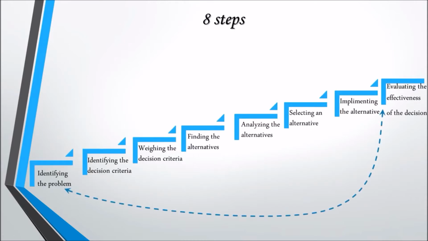Here is the 8-step model. First, you have to identify the problem. Then you have to identify the decision criteria. And then you have to weigh the decision criteria. Then you have to find the alternatives. Then you have to analyze them. Then you have to select an alternative. Then you have to implement it and evaluate the effectiveness of the final decision. If this fails, you have to go back to identifying the problem and seeing where you went wrong. I will be explaining this in more detail in another slide.